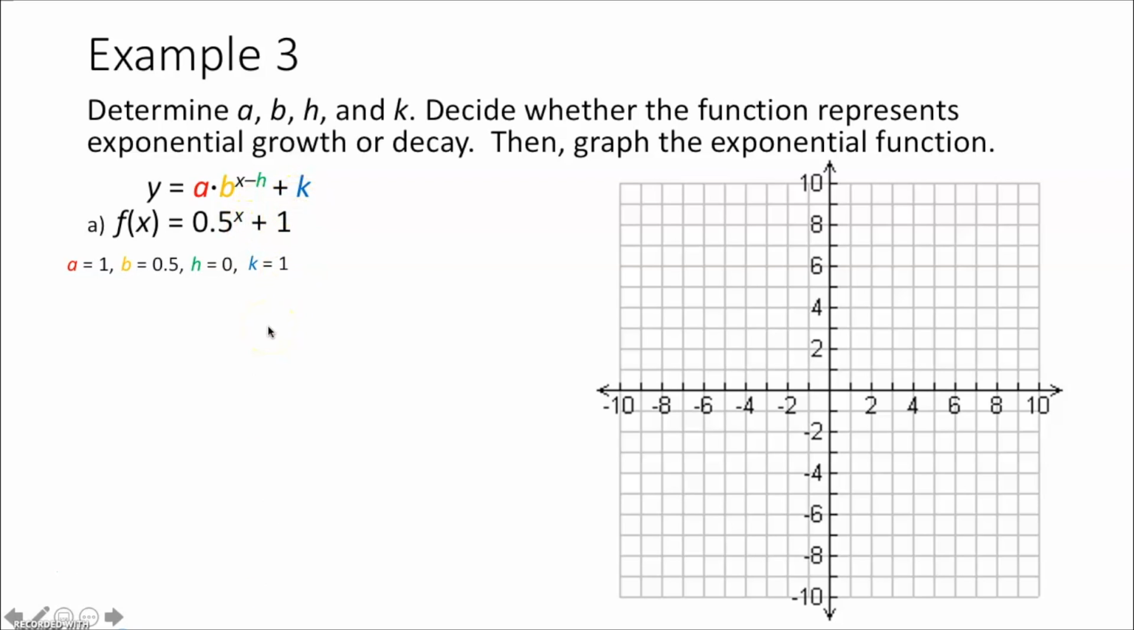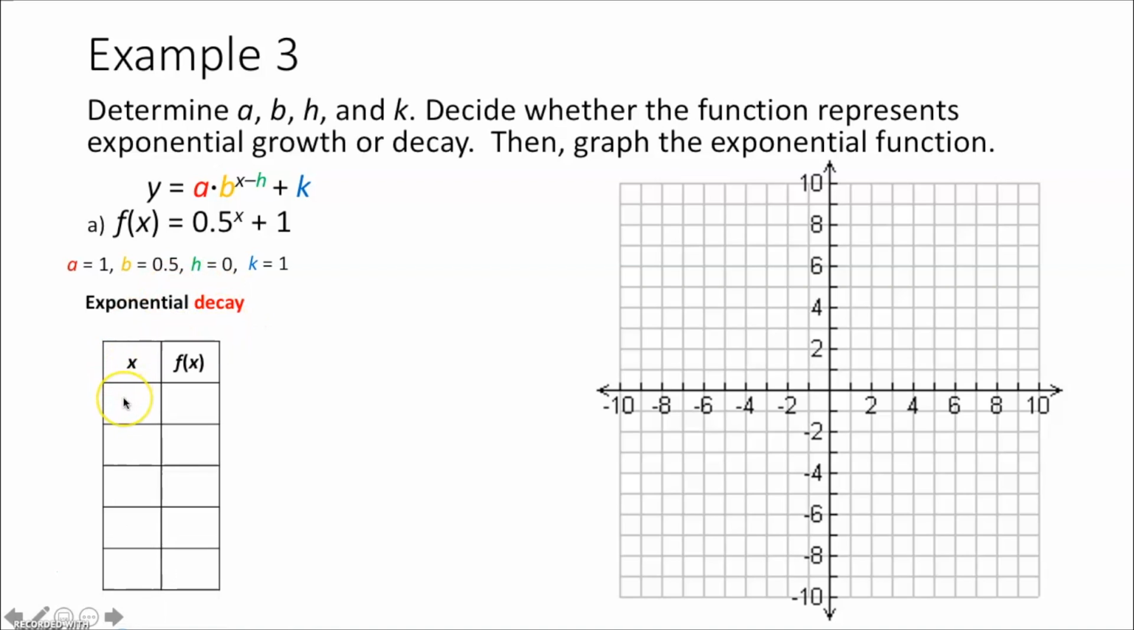Next, exponential growth or decay. We look at our given B value, it's between 0 and 1, which means it's going to be exponential decay. So it should be going down and to the right like that. Okay, this is a good way to check your work. Next, we're going to graph it, and we said our x values that we're going to plug in today are -2, -1, 0, 1, and 2. So let's go ahead and do that.